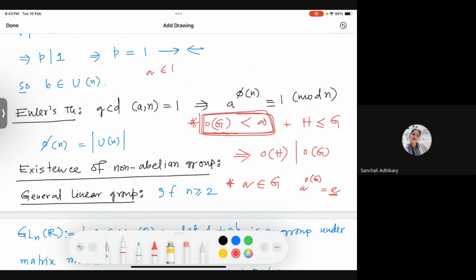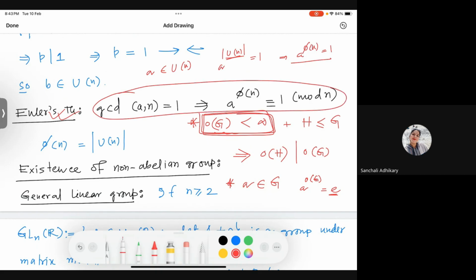Fine. So take a belonging to Un. Then a to the power order of Un is equal to 1, and order of Un is phi n. So this is equal to 1. Actually, Euler's theorem is this. GCD of a, n equal to 1 means a belongs to Un. So a to the power order of Un is the identity element. Okay, fine.